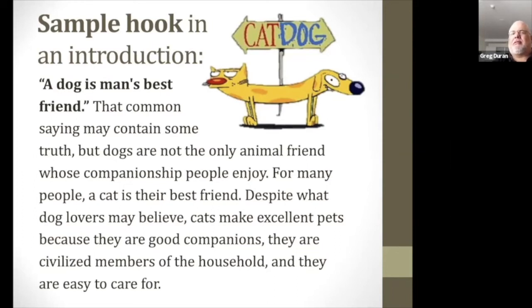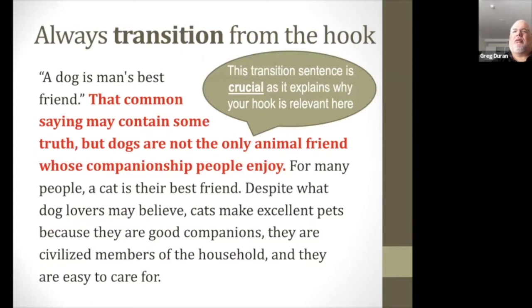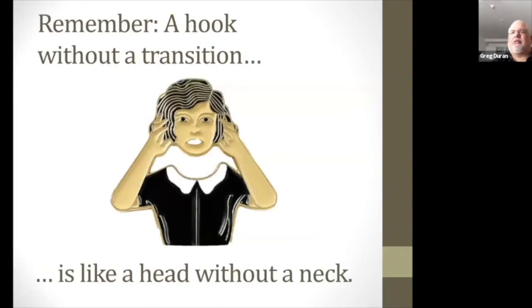Okay, next slide, please. So the transition sentence is crucial because it explains why your hook is relevant. Okay, so again, this is just more emphasis about why it's so very important to have that transition. Okay, next, please. Remember, a hook without a transition is like a head without a neck. Sorry for that creepy photo, but I think it sums it up. All right, next, please. In a macabre way.